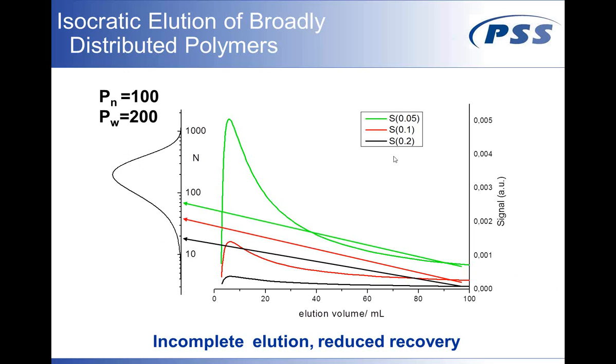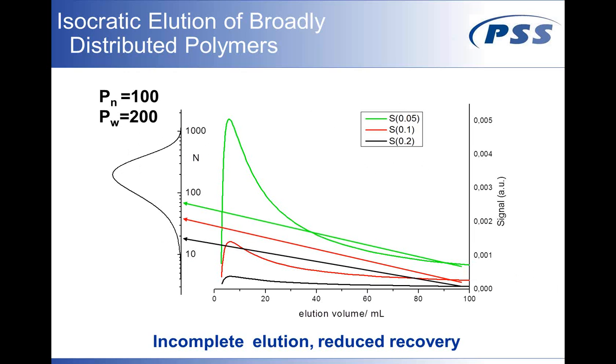So in isocratic adsorption chromatography, you usually have incomplete elution and reduced recovery, and that is not what you like to have, because you would like to know how your sample is looking and not how a part of the sample is looking.